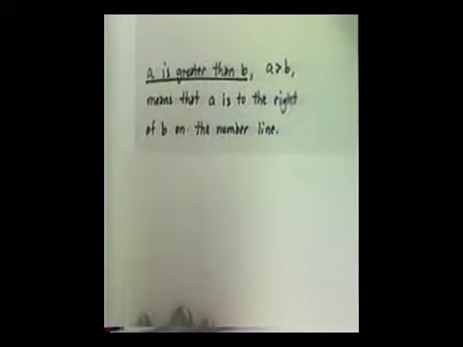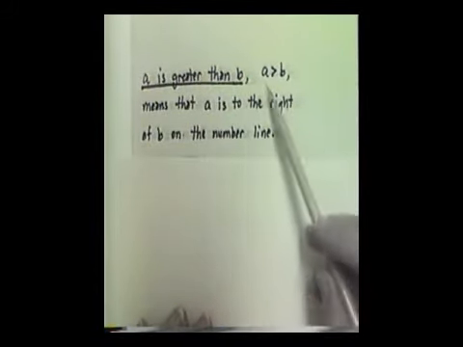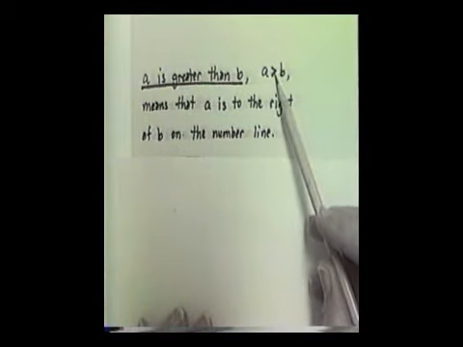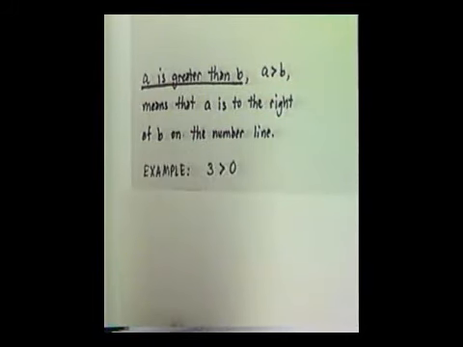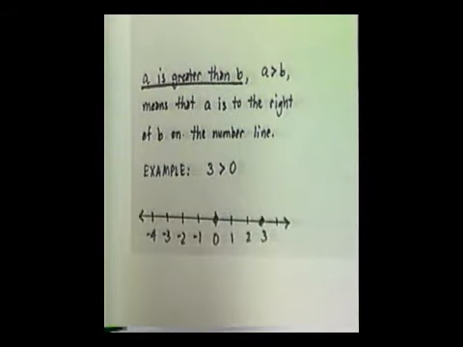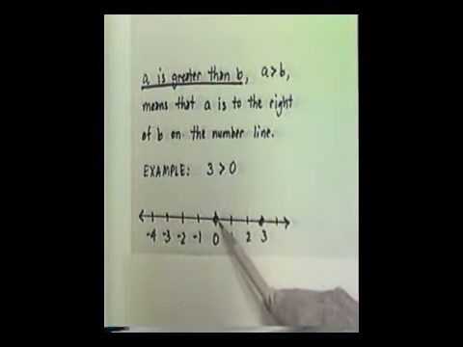The companion definition says A is greater than B. A is greater than B, a little arrow pointing to the right, means that A is to the right of B on the number line. A is greater than B means that A is to the right of B on the number line. For example, we know that 3 is greater than 0. If we look at the number line, we see that 3 is to the right of 0 on the number line.